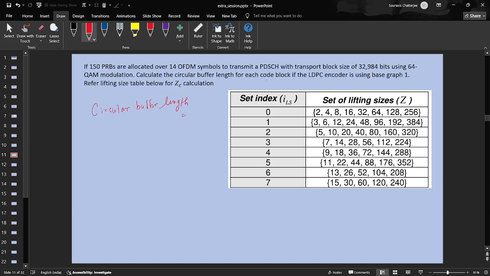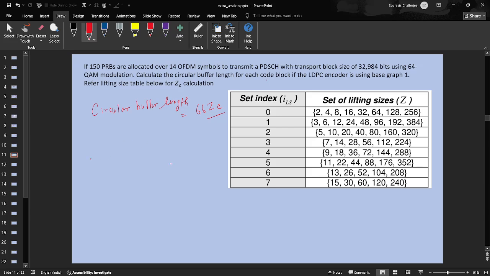This circular buffer is the input to the rate matching block, right? Yes. That means it's the output of the LDPC encoder. And what is the LDPC encoder output length for base graph 1? We have just seen in terms of lifting size. It's 66 ZC, right? So we just need to find the correct ZC for this case.